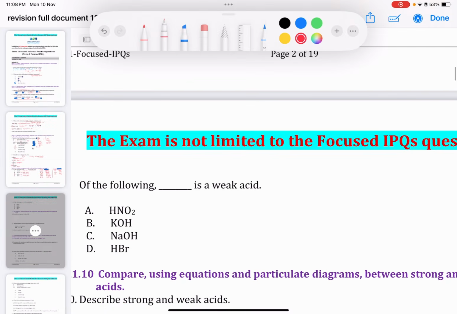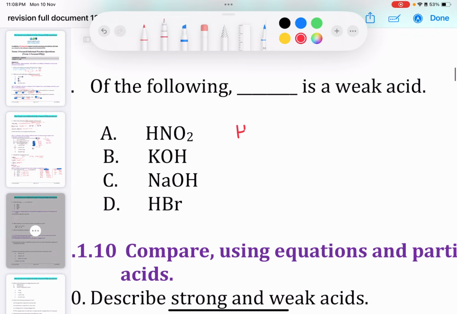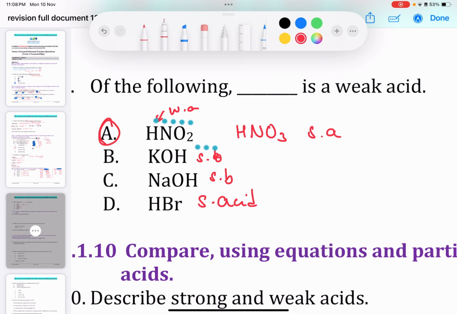Let's move on. Of the following, which is a weak acid? I said that HNO3 is the strong acid. So that is a weak acid. That is a strong base. That is another strong base, and that is another strong acid. So the correct answer is A.